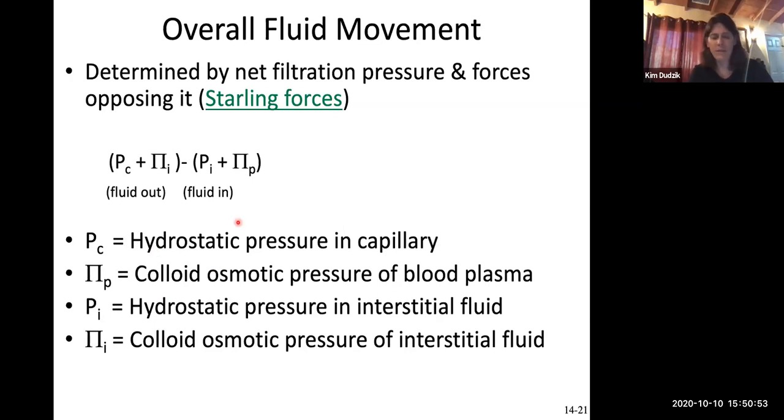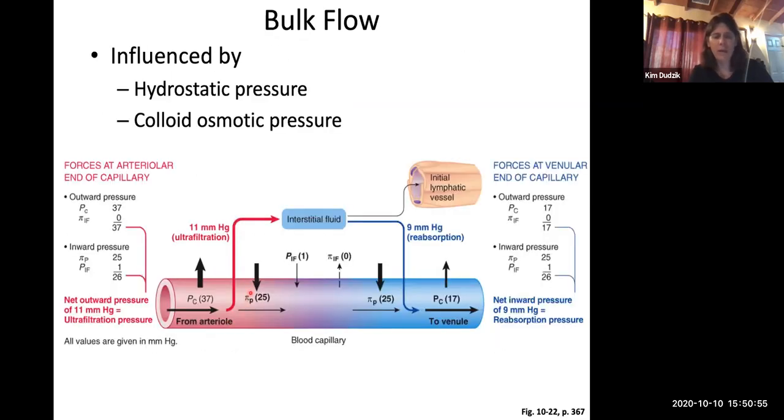Or I'm sorry, I said interstitial fluid. The colloid osmotic pressure, P, means plasma. I think I was reading interstitial fluid when I first looked at the P, and so I said the opposite. So pi sub P is the colloid osmotic pressure of the plasma because of the plasma proteins, right? So there's solute in there. This makes this hypertonic. That means fluid wants to be drawn inward.